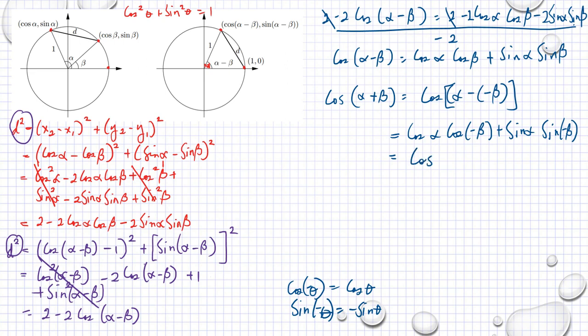So cosine alpha cosine beta minus, this will become negative, minus sine alpha sine beta. So this is the first formula, and we have the second formula for alpha plus beta.